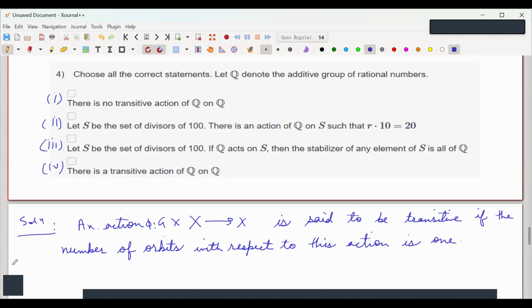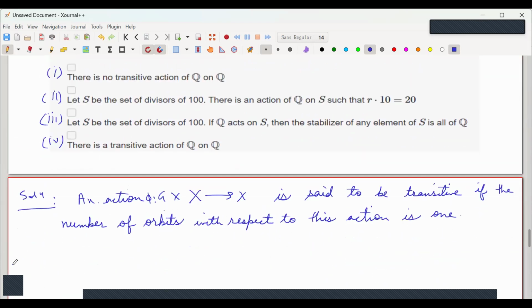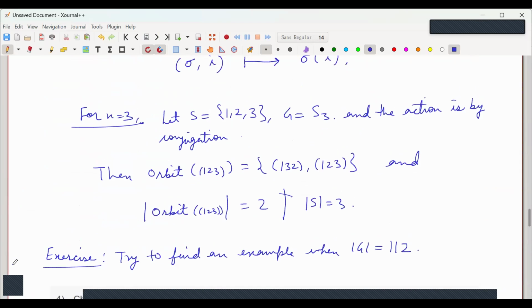So whatever you said is a particular case when the action is through left multiplication. So what you said implies that the left multiplication action is transitive. But this is not the general definition. The general definition can be for any set X and for any action.